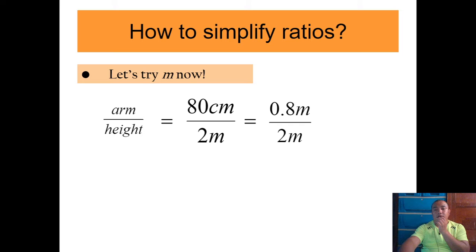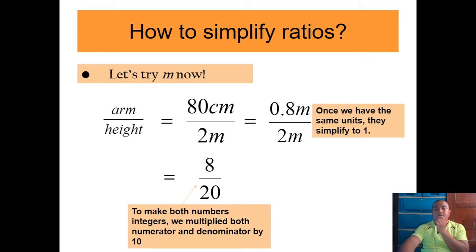How about in meters? We convert 80 cm to meters by dividing by 100, so 0.8 meters. 0.8 meters over 2 meters. We want to make both numbers integers, so we multiply both numerator and denominator by 10. 0.8 times 10 is 8, 2 times 10 is 20, so 8 over 20. Can you simplify this? Divide 8 and 20 by 4. It's still 2 over 5.